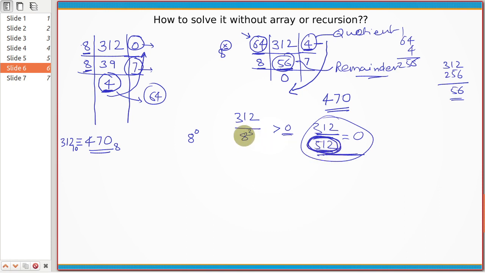So basically, by repeatedly dividing it by 8 raised to 0, 8 raised to 1, 8 raised to 2, 8 raised to 3, we are trying to see what is the biggest box that I can create out of this in terms of 8 raised to something. That is 8 raised to 2, because I cannot create a box of 512. So I go to the previous number, 8 raised to 2, and then I see how many boxes of this size I can create. When we divide by 64, we are seeing how many boxes of 8 raised to 2 I can create. The answer is 4.